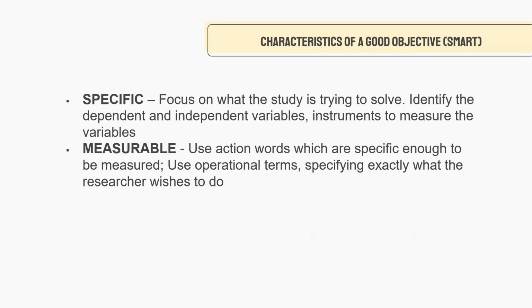For measurable, use action words which are specific enough to be measured. Use operational terms, specifying exactly what the researcher wishes to do. For achievable, it should be feasible or realistic with the resources and time that you have.